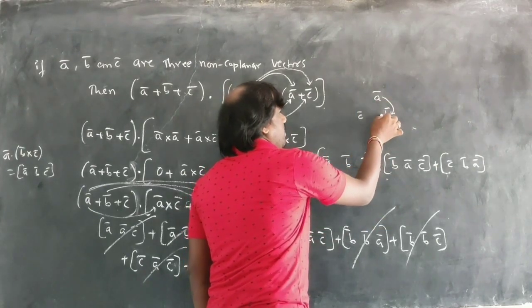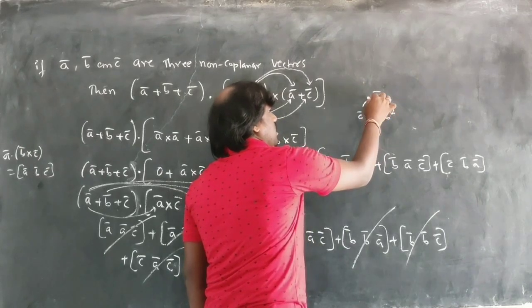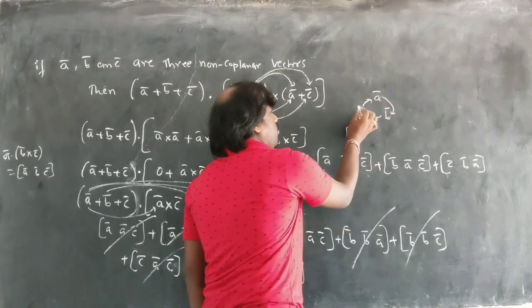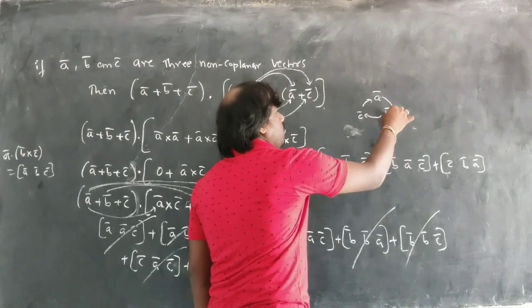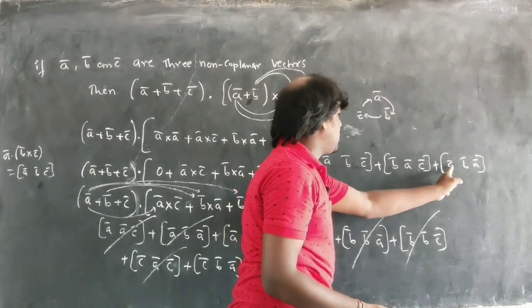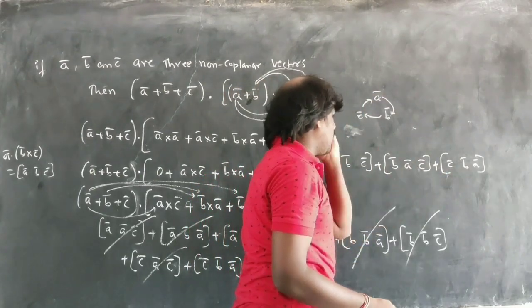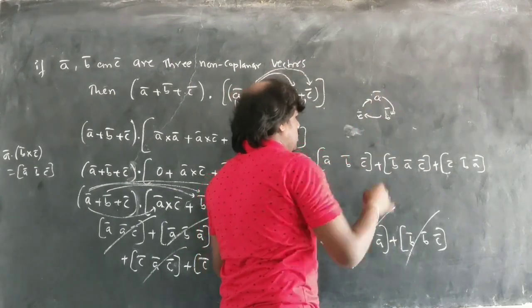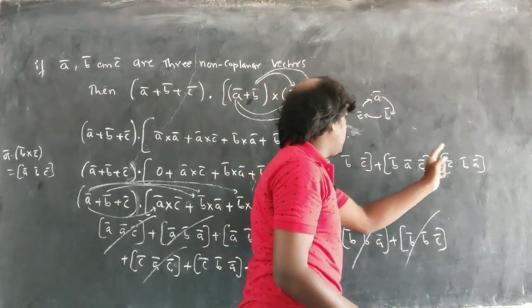So ABC will be equal to what? ABC will be equal to BCA. Let us see, is BCA anywhere here? BCA is not there. CAB, is CAB there? CAB is not there.